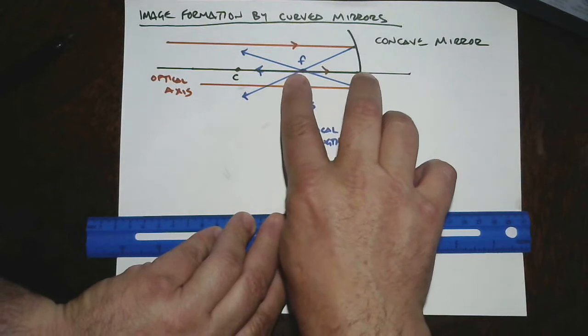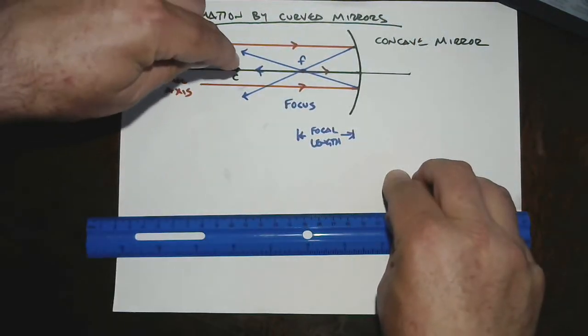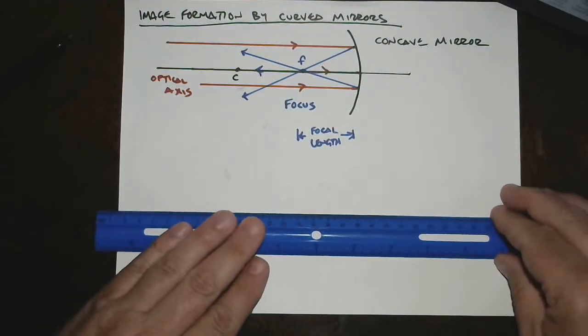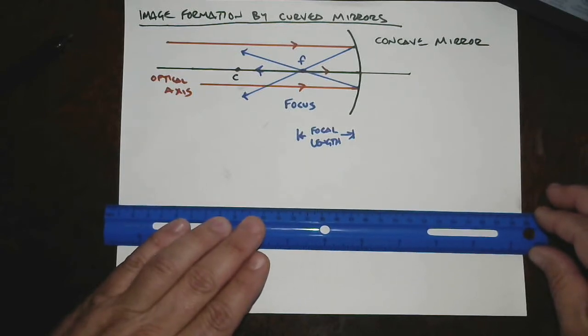So this is a concave mirror. It's got a focal point that is inside of the radius of curvature of the mirror, and that's because the center of curvature is over here. So halfway between is on this side. What would a concave mirror do to an object that was very far from it?